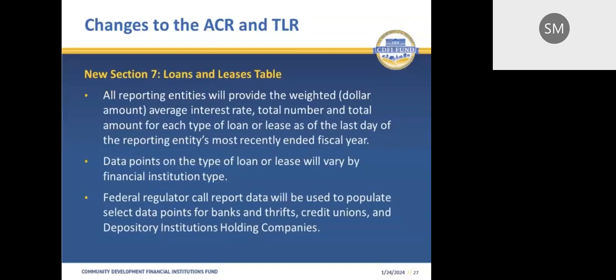The final new section is the loans and leases table. The objective is to gather important data on the average interest rates, total number, and amounts of loans and lines of credit provided by certified CDFIs. This table varies by financial institution type. Banks will see different types of loans or leases than credit unions, loan funds, and so on. To reduce reporting burden for certain financial institution types, the Fund will use federal regulator call report data to populate select data points. Certified CDFIs must have at least one entry in the table in order to be able to submit their ACR.